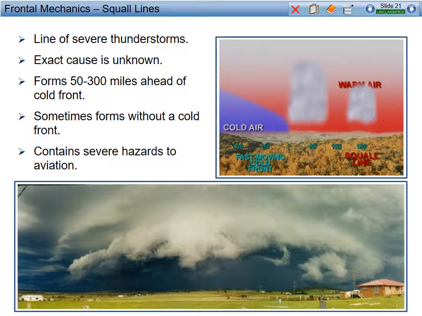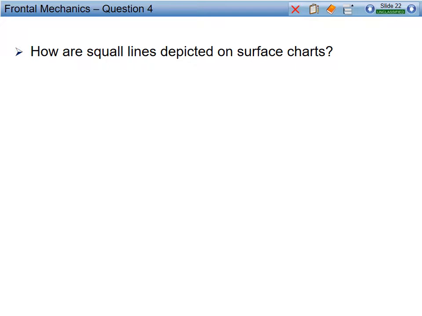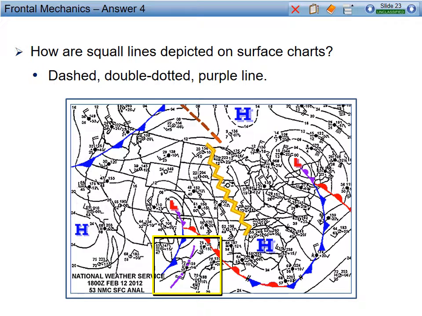They are depicted as red dashed double dotted lines on surface analysis charts. There's the question. And again, it is a red dashed double dotted line. The slide is in need of updating.